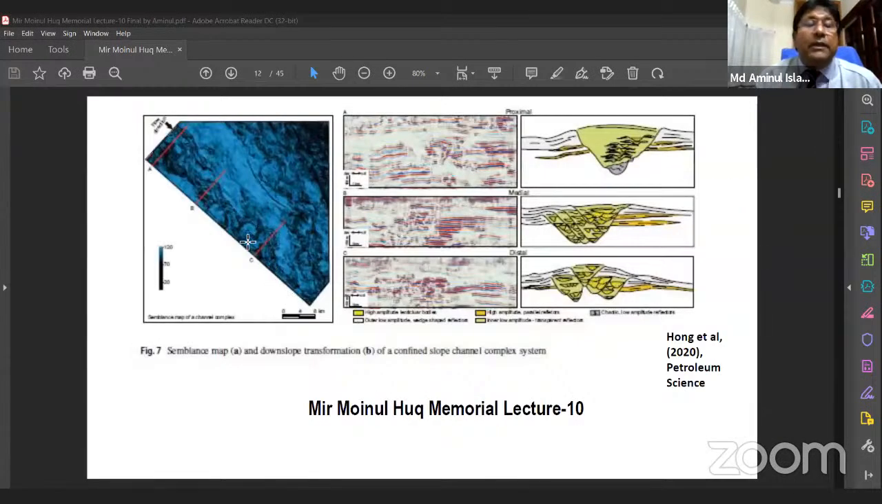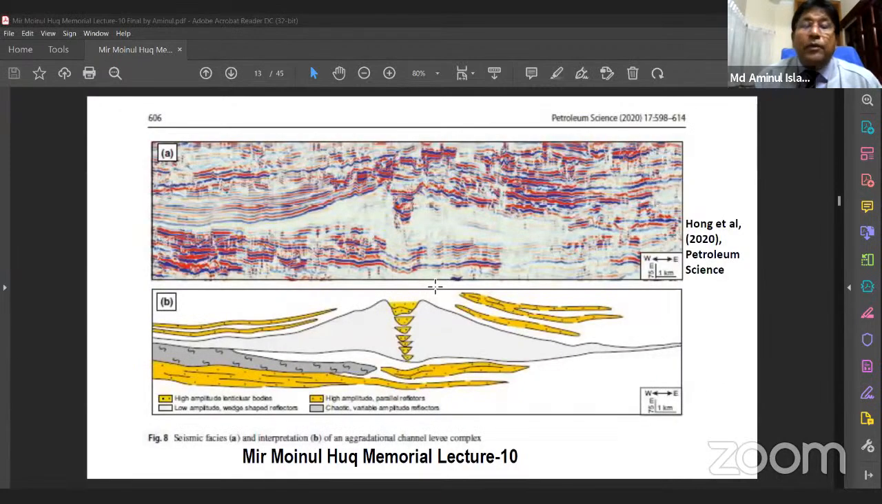And they have also a semblance map. The channels in the semblance map are very clear. They have taken three cross sections and you can see the very nice amplitude anomaly inside the channel, also here. So there is a lot of evidence of a confined channel complex system here. They have also an aggradational channel levee complex. So it's very clear.